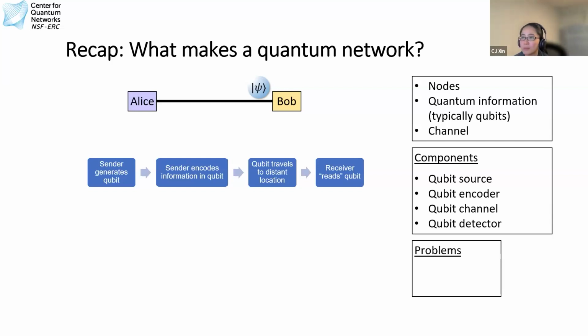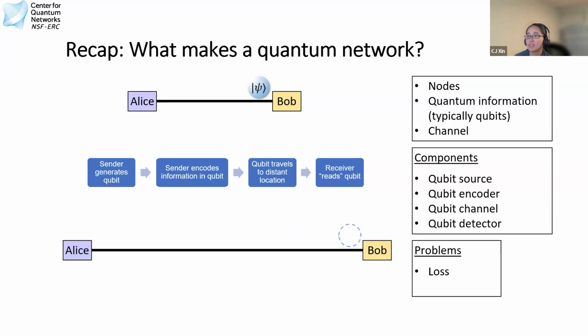So what problems do we run into when we try to operate a quantum network in this way? Well, one of the first problems is loss, similar to a classical network over a long distance. Even though your ideal channel is lossless, real channels always have some kind of loss, even if it's very small.